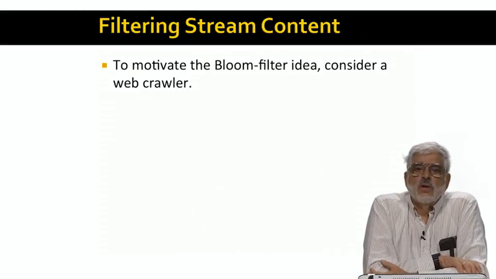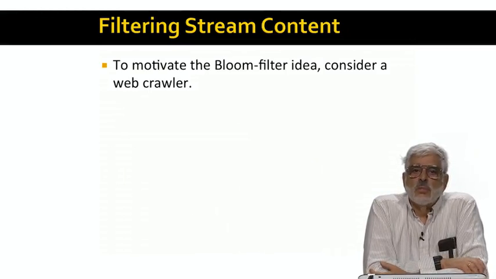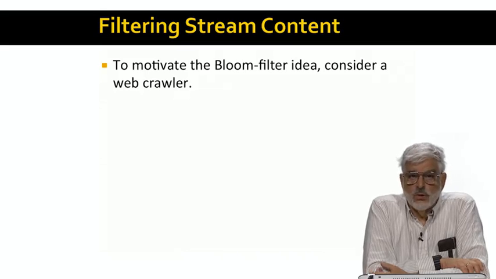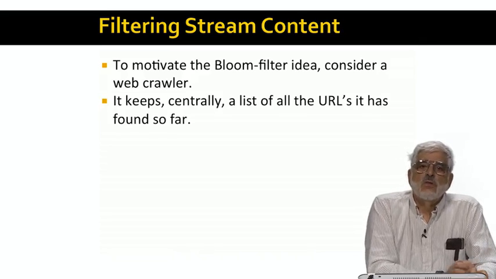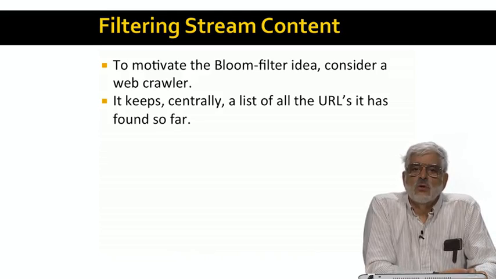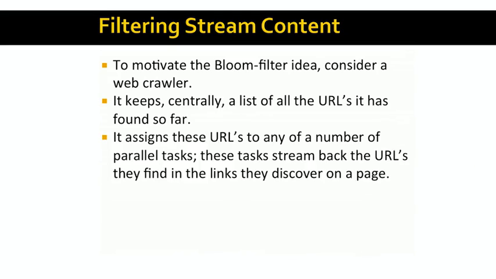I want to explain why we need Bloom filters by using an example application, crawling the web. A web crawler uses many tasks, perhaps at different processors, to crawl pages. The crawler maintains a list of all the URLs it's already seen. Its goal is to explore the page at each of these URLs to find the additional URLs, the links on the page. Each URL on the list will be assigned to some task whose job is to look at that page and report back any links it finds.